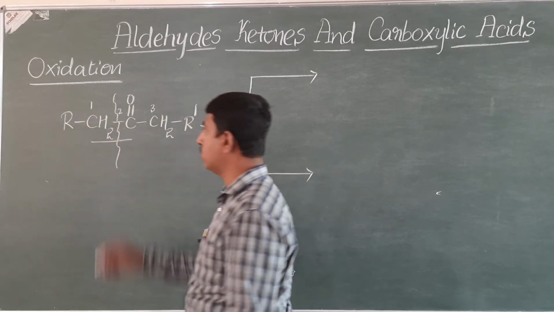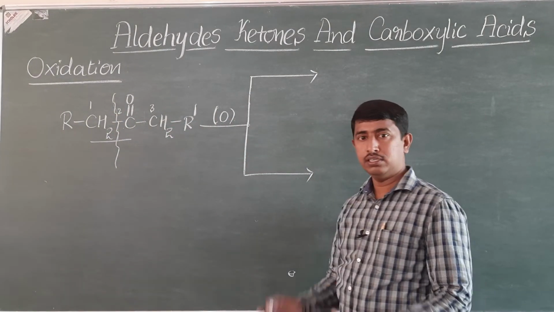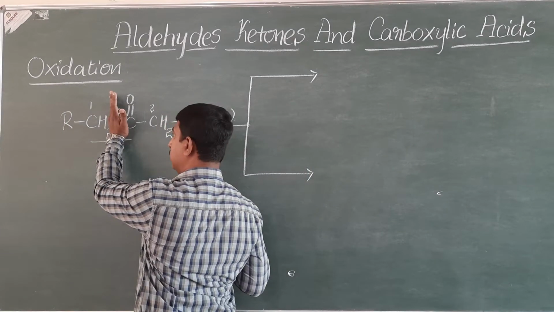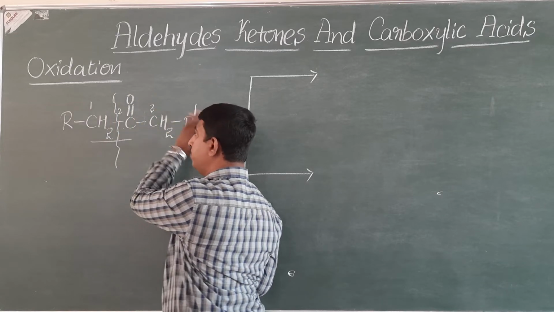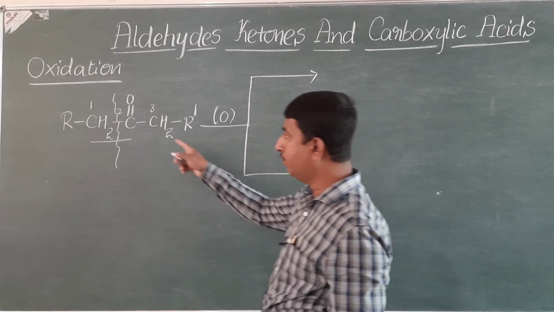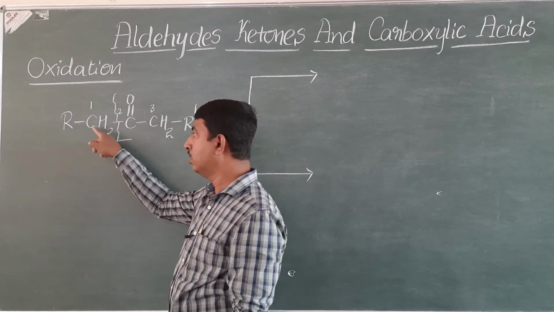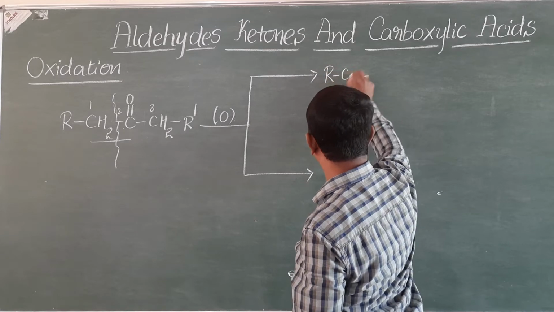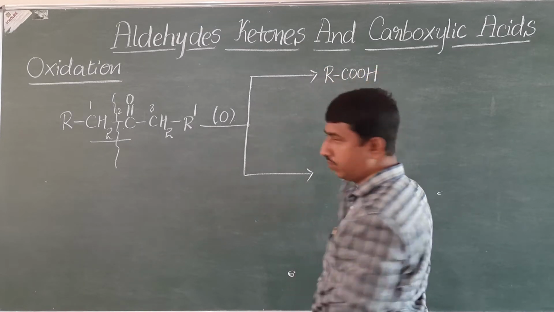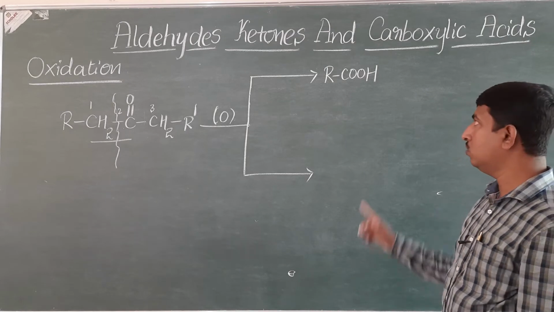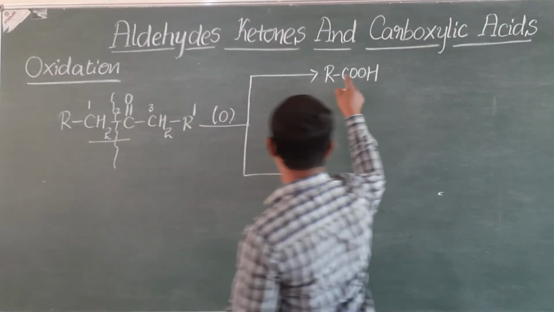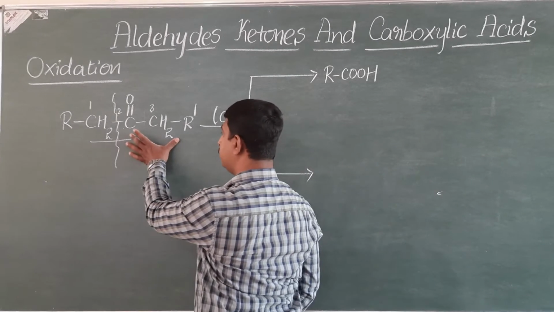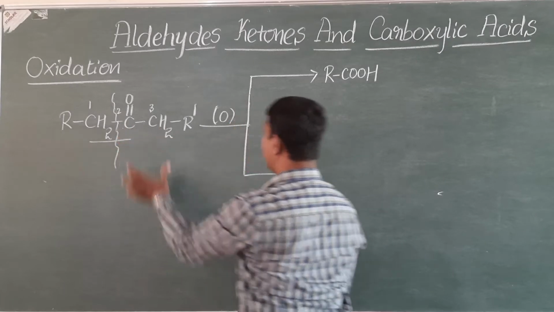Suppose cleavage occurs here, then we will get 2 different carboxylic acids. This part we have to consider as a carboxylic acid, and the right hand side will form another carboxylic acid. On the left hand side we have RCH2, which I will take as RCH2 COOH, a carboxylic acid, correct? There is only one carbon atom here. The other part also forms a carboxylic acid with 2 carbon atoms.